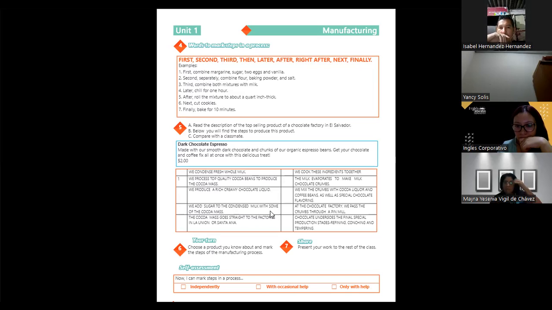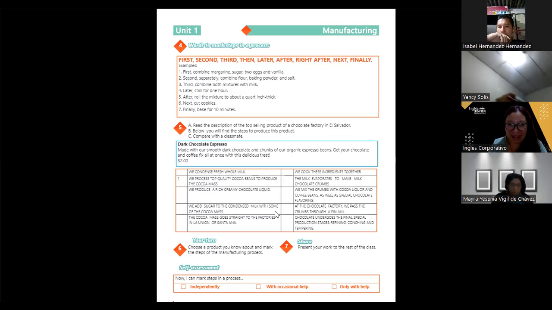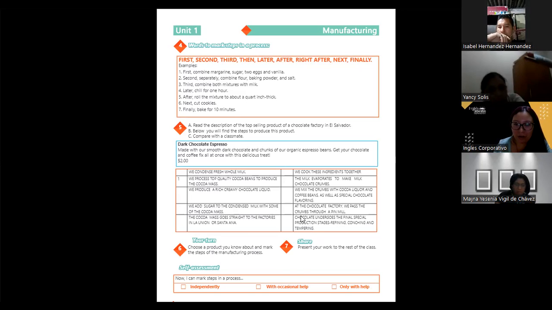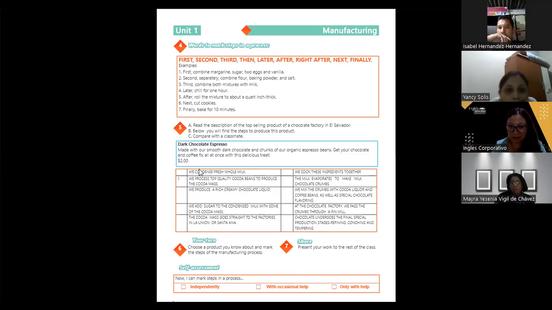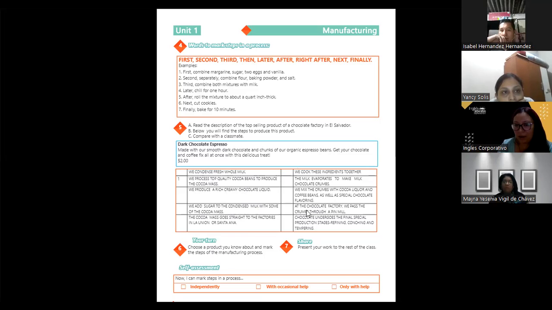¿Por qué no puede ser el tercer paso At the chocolate factory, we pass the crumbs through a pin mill? Ahí usted está contestando la pregunta, mire. Dice crumbs. Todavía no hemos llegado a crumbs. Hemos mencionado cocoa mass, cocoa beans y condensed. Dice condensed fresh whole milk. La leche fresca la condensamos. Y aquí ya nos dice a la condensada le agregamos azúcar y cacao. Todavía no han mencionado cómo se hacen esos crumbs. Crumbs es como migas. Ok. Entonces no nos podríamos saltar el paso de procesar las migas si todavía no sabemos cómo se generan esas migas, ¿de acuerdo? De acuerdo.